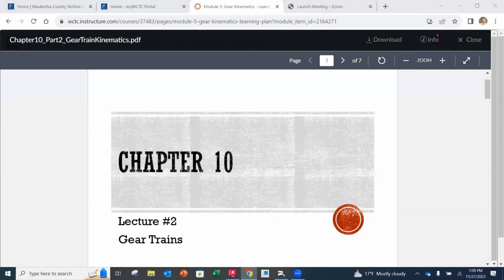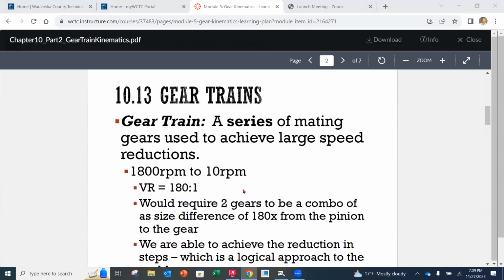Okay, so now we're ready to look at the second half of chapter 10, which is gear trains. Gear trains are when we have a series of mating gears, used to achieve larger speed reductions. So rather than just having one set of gears in engagement, now we're going to connect them and relate them so that we can obtain larger reductions and keep it in a compact space.